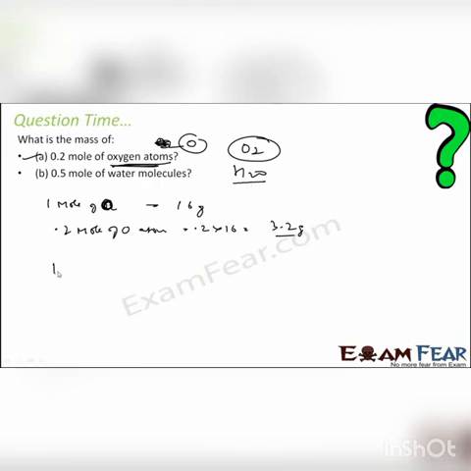0.5 moles of water molecule, H2O. We know that 1 mole of water molecule is 2 plus 16, that is 18 gram. So 0.5 mole of water molecule will be 0.5 into 18, that is 9 gram.